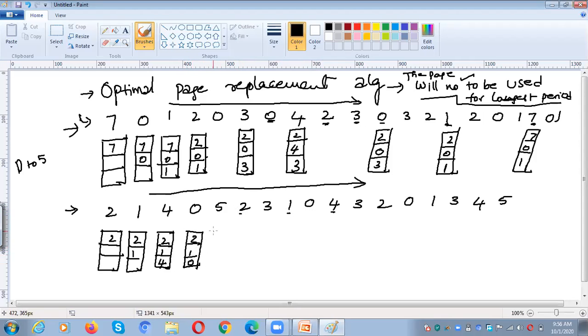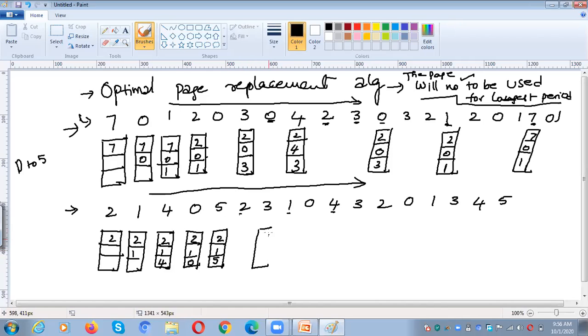And then 5. So 5 is also not there in the main memory. So what I need to do? 2 I require here, 1 I require here, 0 I require here. So 2, 1, 0. Which one will be the last? 0 is the last one. So I need to replace 5 with the 0. And then 2 is already there in the main memory.